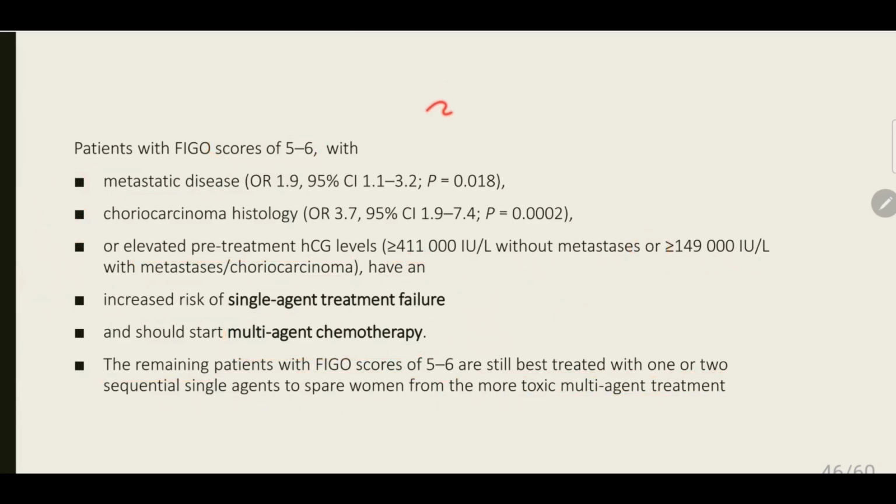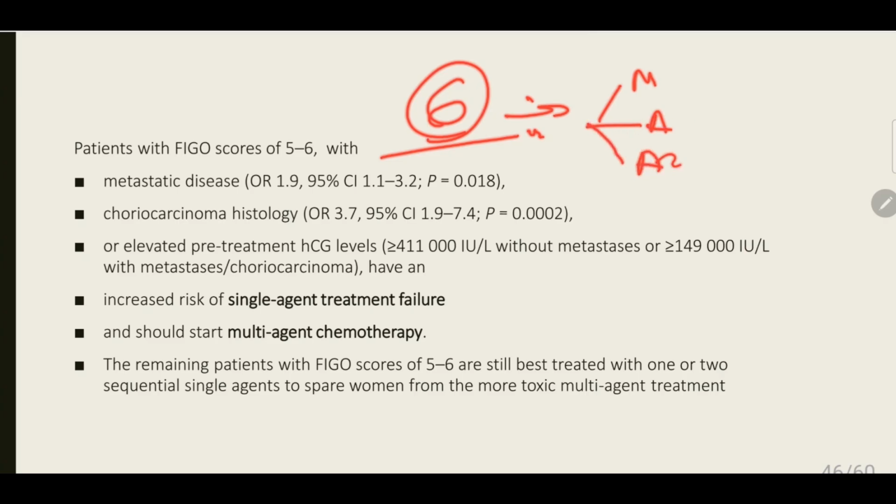For example, a patient came to you and you evaluated her and the score became 6. So till now we have studied that you can give methotrexate, actinomycin D or avelumab is not the preferred one, either methotrexate or actinomycin D. In practical world, methotrexate is given first, but you have to check 3 other things.